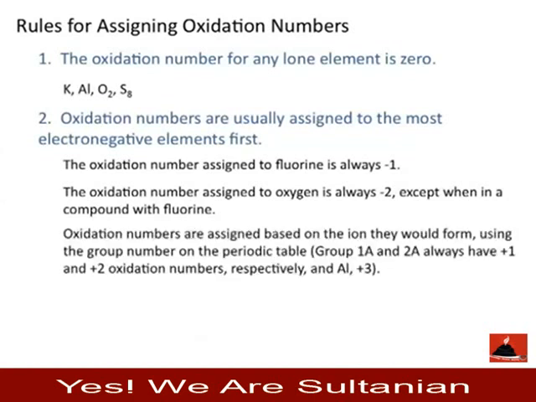Oxidation numbers are assigned based on the ion they would form, using the group number on the periodic table. So elements in group 1A and 2A would have oxidation numbers of +1 and +2, respectively, and aluminum is assigned an oxidation number of +3.